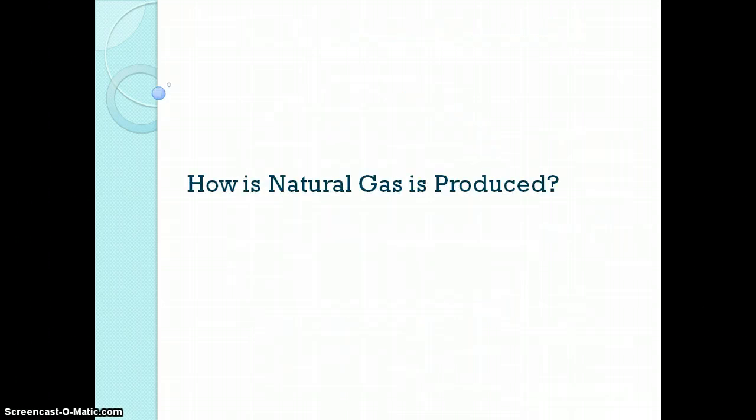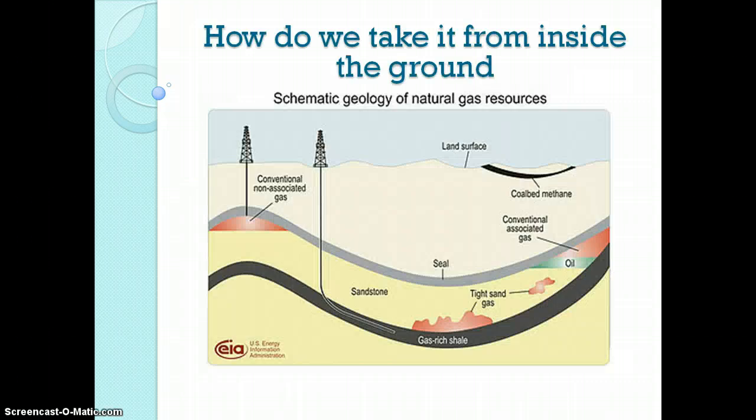So how is natural gas produced? The question is, how do we take gas from inside the ground, like you see here? You could have it as conventional non-associated gas. That is gas that is standing by itself. Also, you can have it as associated with oil. That is, you have it as oil plus gas. I mean, that's why you hear oil and gas in the oil and gas industry.